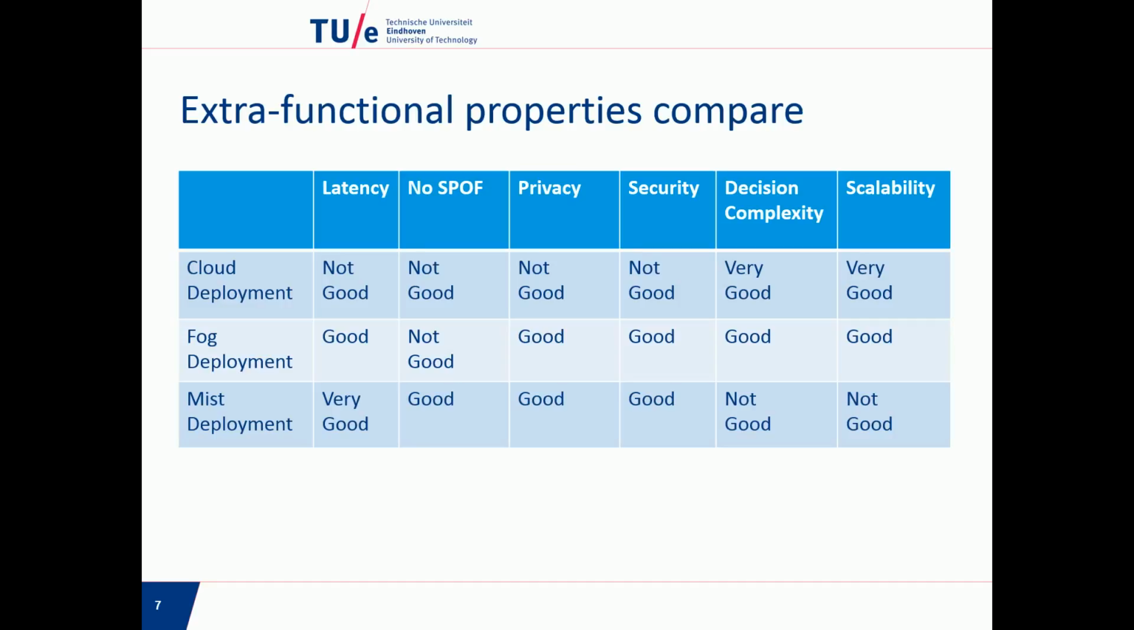Similarly, the highest storage capacity makes the cloud approach have very good scalability. This will result in more applications being stored in the cloud. With the storage limitation, the scalability of the fog will not be as good as the cloud, and the mist scalability will not be very good.